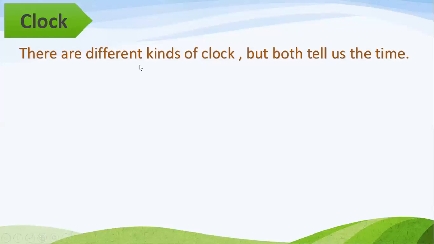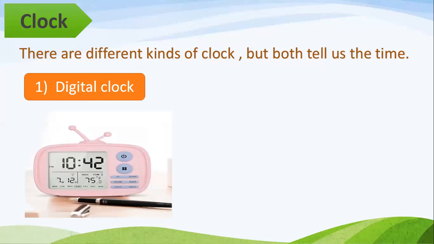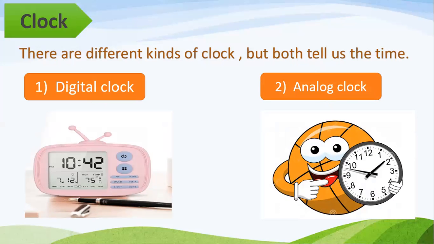Today we are going to take a new lesson. It's about clocks. There are different kinds of clocks, but both of them can tell us what time it is. We have two forms to tell the time: digital clock and analog clock. So the clock has two forms, digital form and analog form.